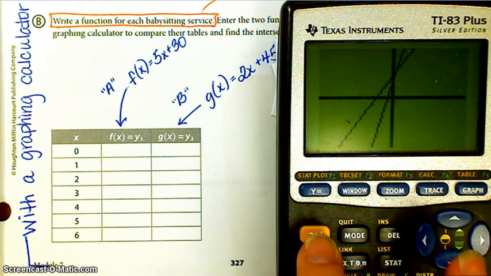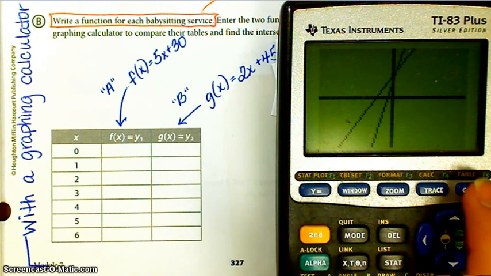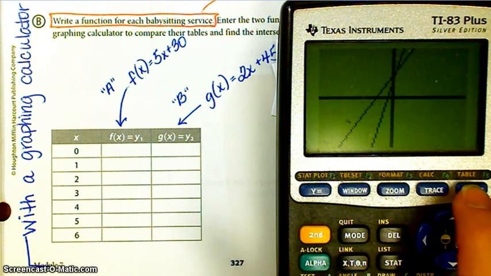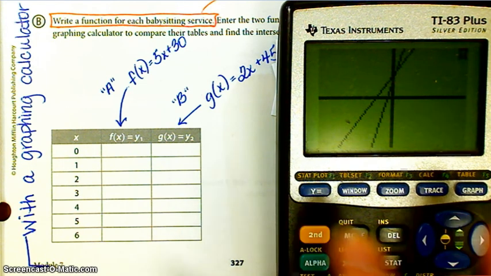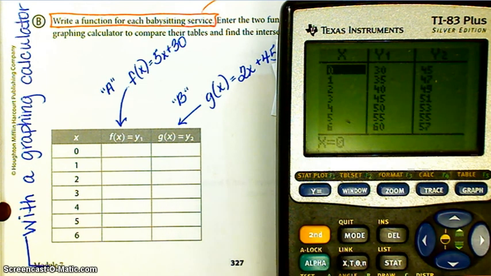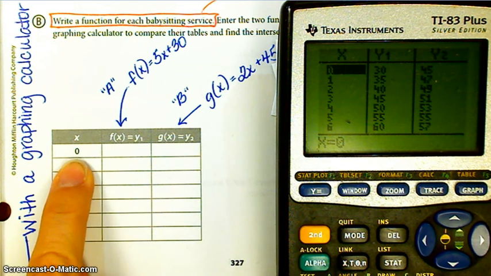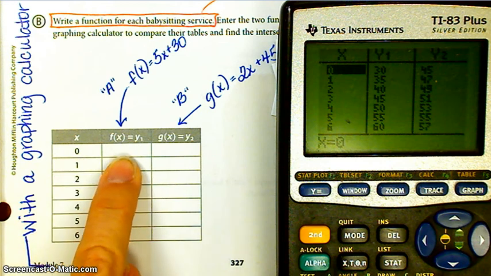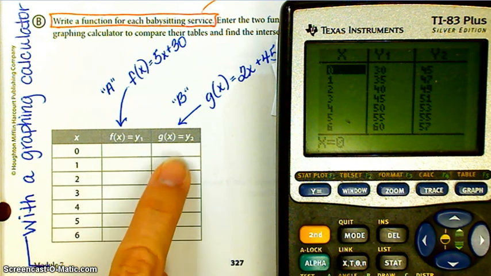If you hit the second function button and then the graph, the second function of that button is a table. So hit second graph, and it gives you the table of values. When x is 0, just like on your paper, y1 has a value of 30 and y2 has a value of 45.